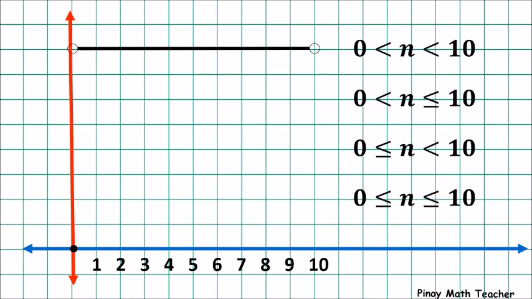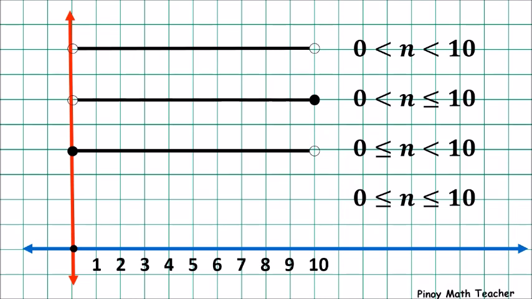Pangalawang example naman natin, N is greater than 0, but less than or equal to 10. Okay, meron pa ring butas sa tapat ng 0 kasi N is greater than 0. Pero tingnan nyo sa tapat ng 10, nagkaroon na siya ng shade. Yan ay dahil N is less than or equal to. So, ibig sabihin, pwede na siyang equal dun sa 10. Pangatlo, n is greater than or equal to 0. So, meron ng option na or. So, ibig sabihin, pwedeng equal siya dun sa 0. Pero, n is less than 10. So, hindi pwedeng kasama pa rin yung 10.